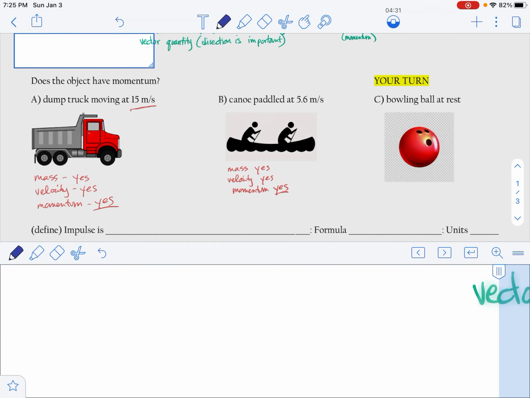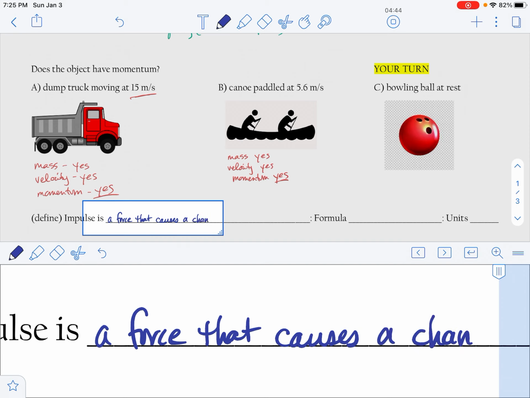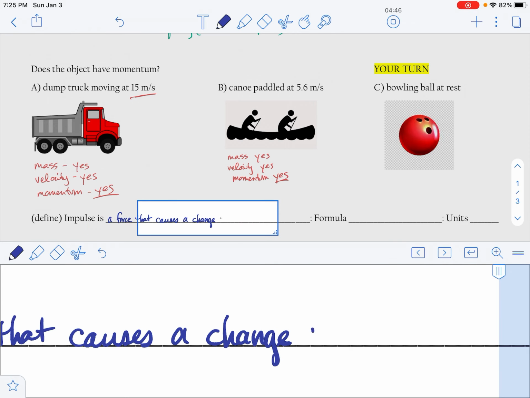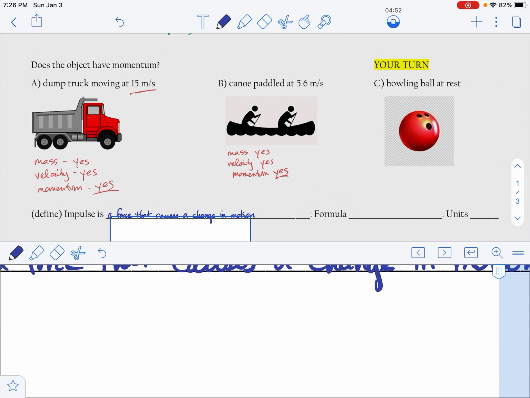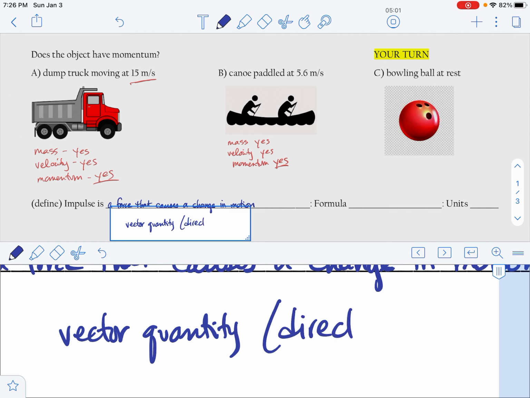What is impulse? Impulse is a force that causes a change in the motion of an object, or a change in the momentum. Again, this is going to be a vector quantity because direction is important here.